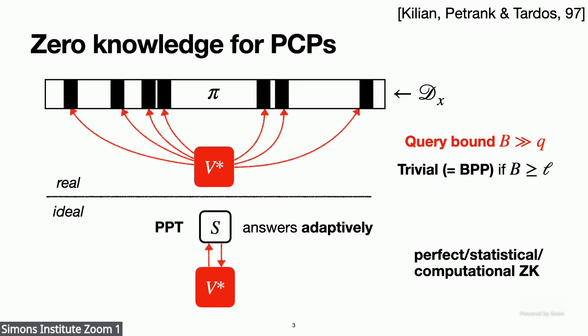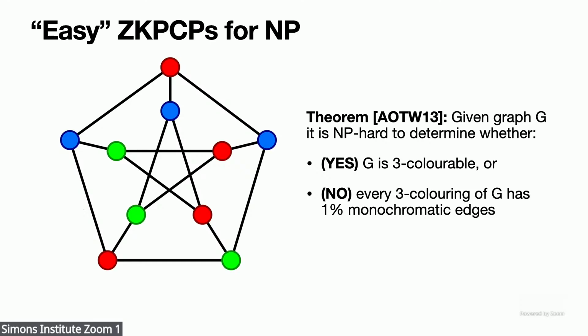Okay. And like in the standard zero-knowledge setting, you can talk about perfect, statistical, or computational zero-knowledge, depending on the quality of the simulation. The constructions that I'll present today achieve perfect zero-knowledge, so I won't really bother talking about the other two. Okay. So that's the definition. Now I want to give you a sort of easy example of a zero-knowledge PCP for NP that has a weak zero-knowledge property.